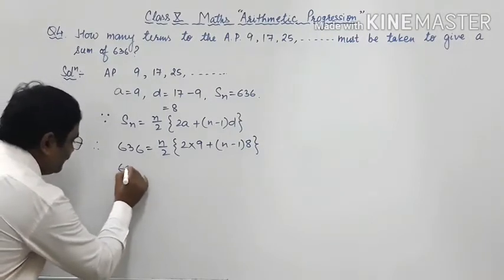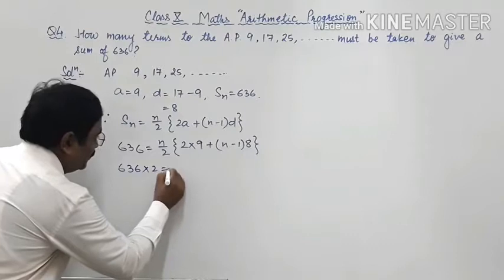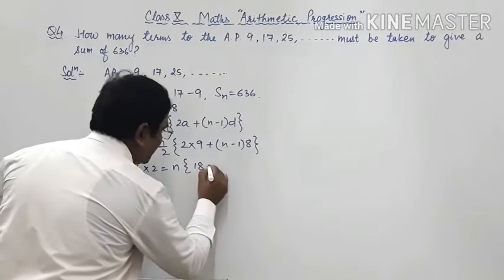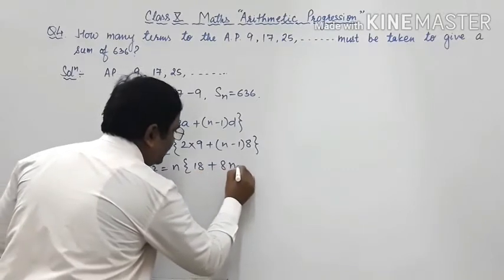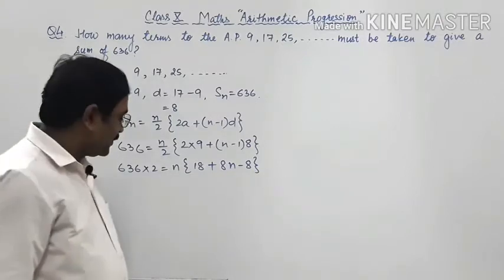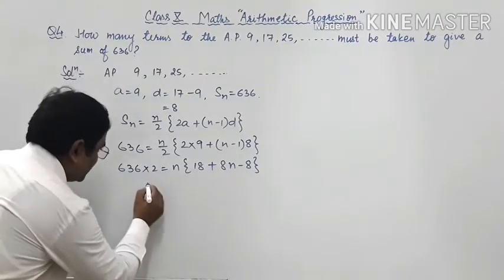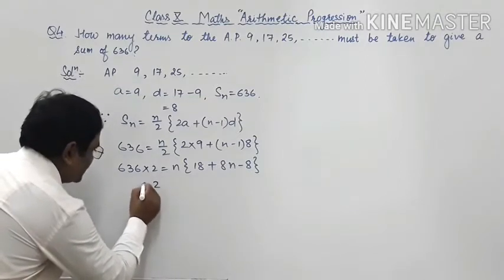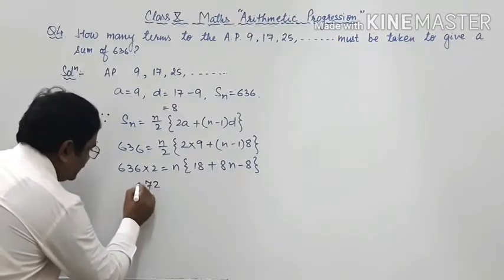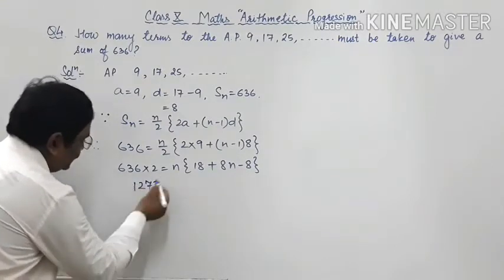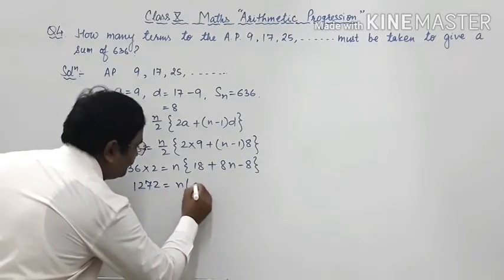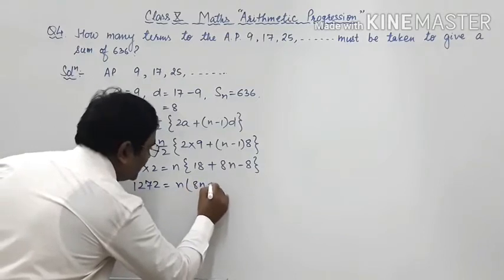So let us cross multiply: 636 multiplied by 2 equals n into 18 plus 8n minus 8. Let us solve it. After multiplying, 6 twos are 12, 2 threes are 6, 1 and 2 sixes are 12, so 1272 equals n into 8n plus 10.